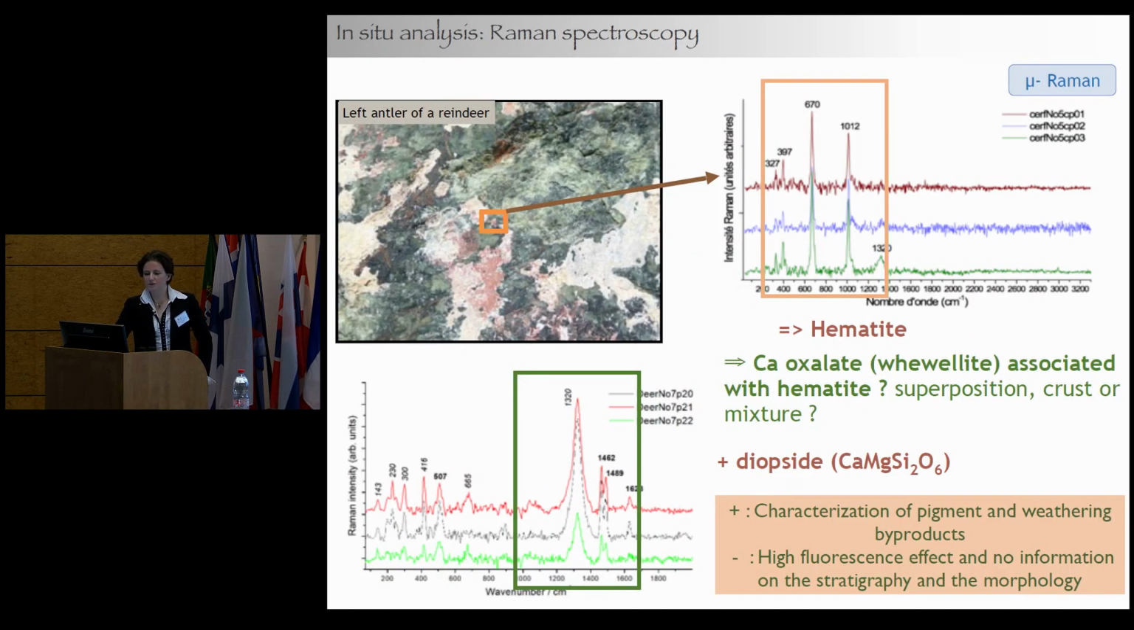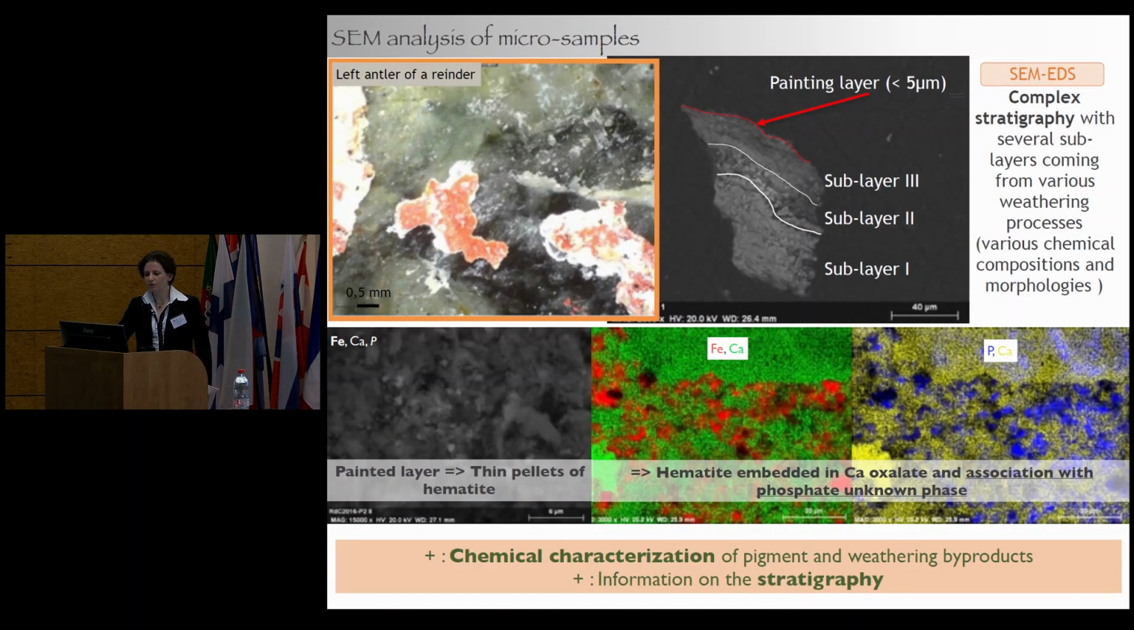We also try to make Raman spectroscopy directly in situ, which reveals the presence of hematite, and also, from the crust, calcium oxalate. But we don't have any information about the stratigraphy, and the high fluorescence effect due to organic compounds really prevents understanding, and the results obtained with the micro-Raman are not systematic. So we need to go further and try to understand this stratigraphy thanks to the analysis of microsamples.